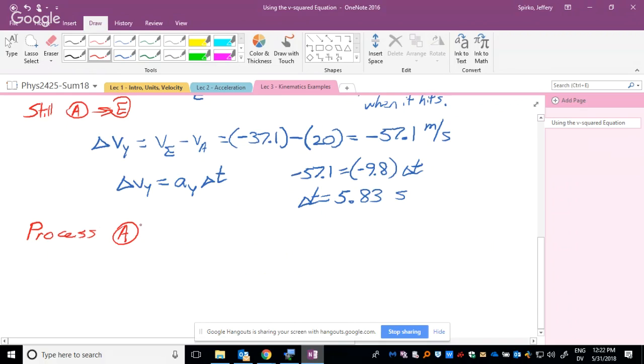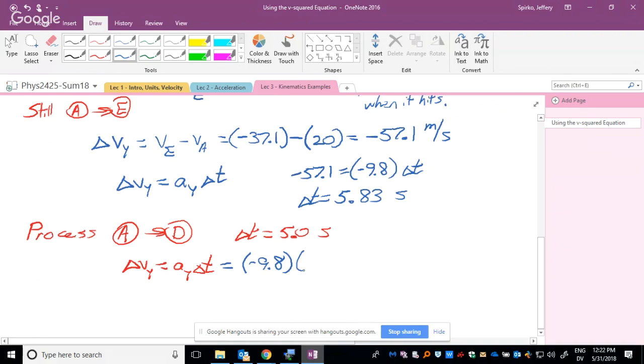Process A to D, delta t is equal to 5.0 seconds. So I like to use my delta V equation. Delta Vy is equal to Ay delta t. I was using blue for this kind of stuff. It's negative 9.8 times 5.0, which is equal to negative 49 meters per second.